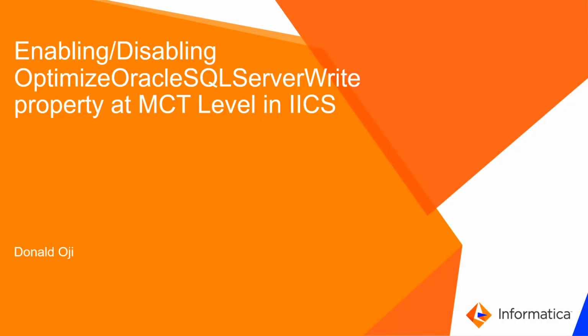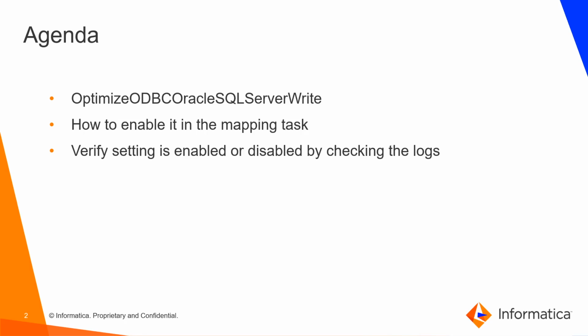My name is Donald Oji, and today's topic is on enabling or disabling the Optimize Oracle SQL Server Write property at the mapping task level in IICS. For the agenda, I will be explaining what exactly the Optimize ODBC Oracle SQL Server Write property is, and what it does. I will also talk about how this property can be enabled in the mapping task. And then finally, how you can verify that the property has been enabled or disabled, depending on the use case.